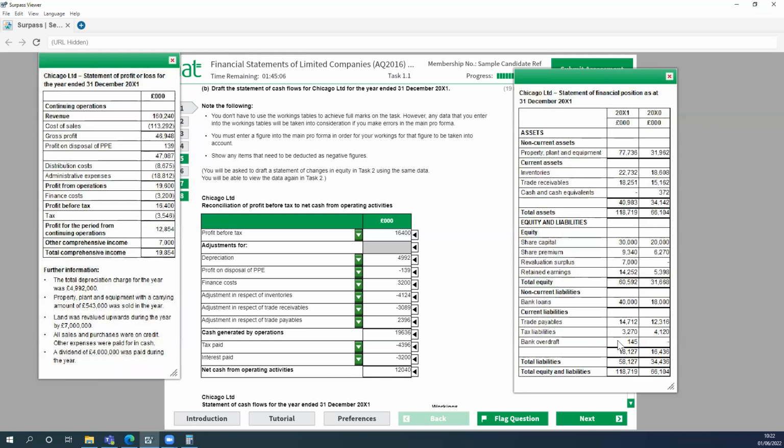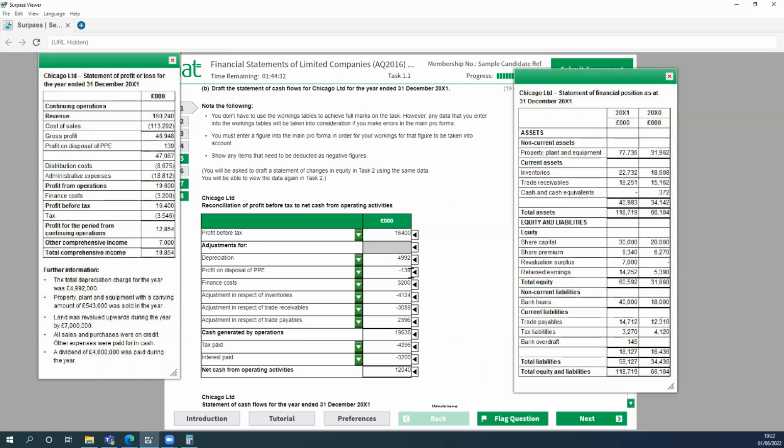Same with payables. So what's happened to our trade payables? So this time, our suppliers, okay, again, think about it logically. If your trade payables go down, what have you done? It means you've paid them. So that'd be an outflow of cash, wouldn't it? Whereas this one is where we've got the goods, but we've not yet paid for them. So look, 12,316 was what we owed our suppliers, and now we owe them 14,712. So we've not paid them. So that's a positive. Okay.